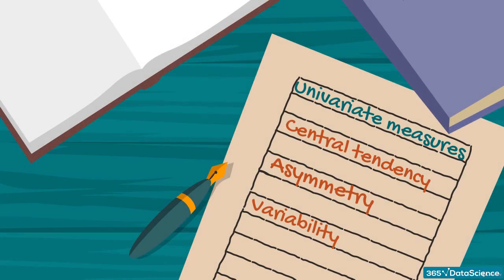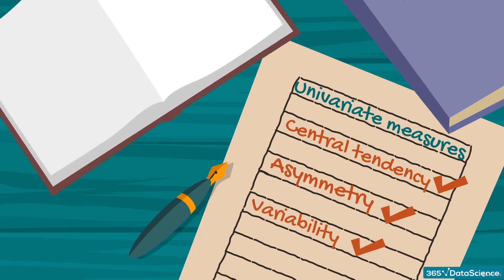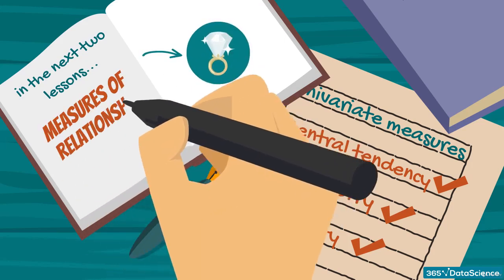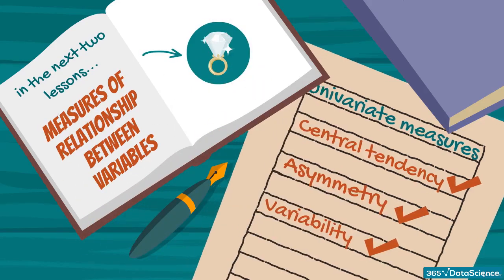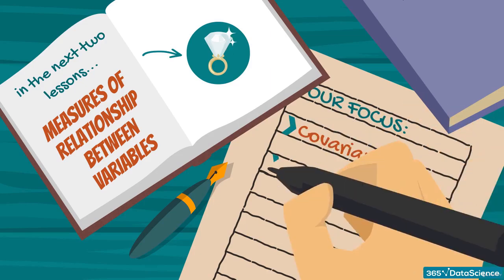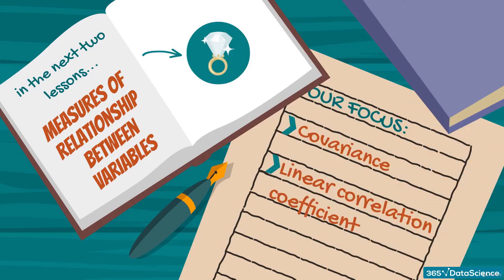All right. Excellent. We've covered all univariate measures. Now it is time to see measures that are used when we work with more than one variable. In the next 2 lessons, we'll explore measures that can help us explore the relationship between variables. Our focus will be on covariance and the linear correlation coefficient.